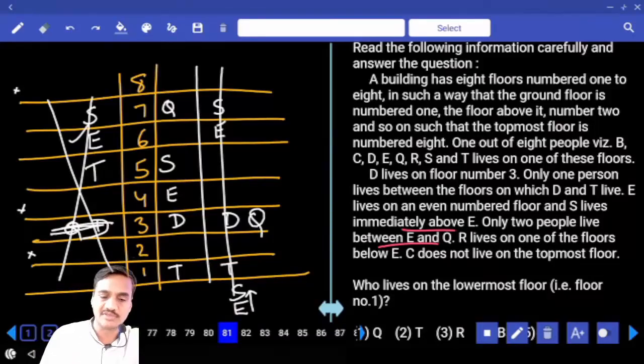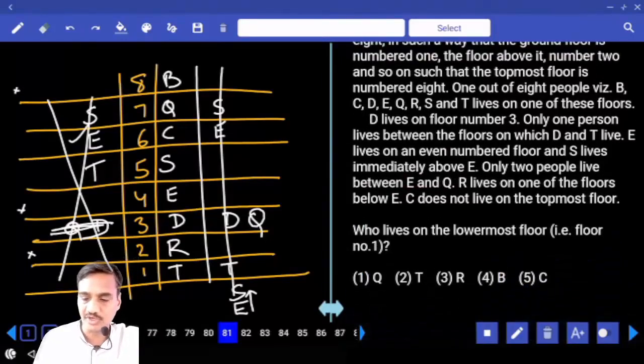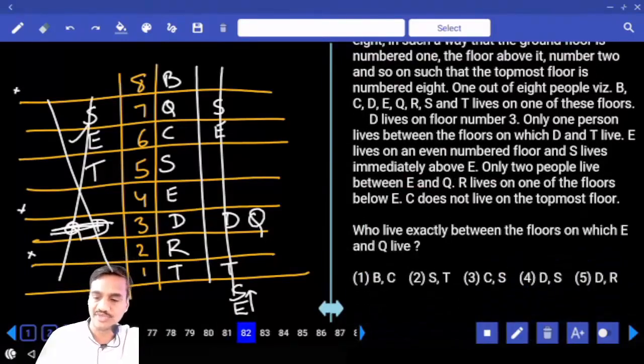R lives on one of the floors below E. R is here. C does not live on the topmost floor. C is here. And B, C, D, E. B is the person left over. B must be on the 8th floor. Then who lives on the lowermost floor? That is T, choice 2, 81.